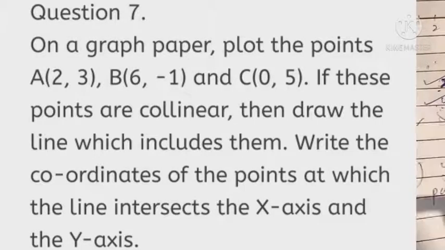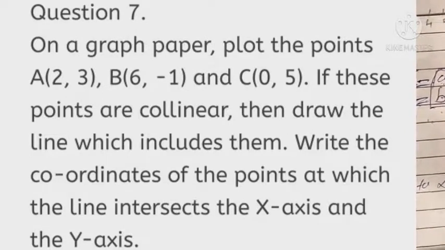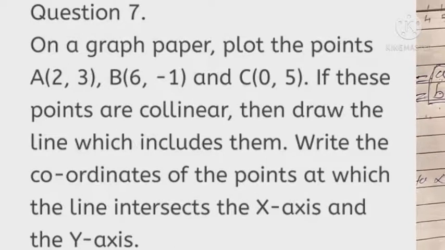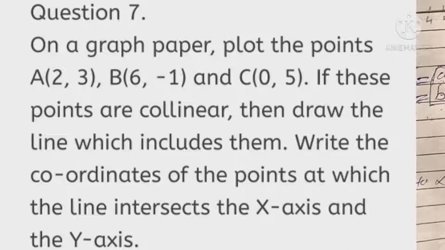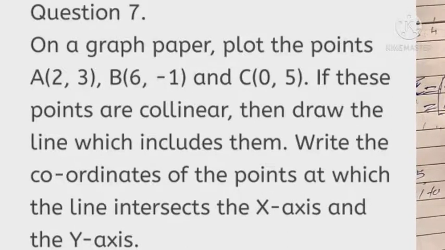Question number 7. Plot the points A(2, 3), B(6, minus 1) and C(0, 5) on the graph paper. If these points are collinear, then draw the line which includes them. Write the coordinates of the points at which the line intersects the x-axis and y-axis. In this question, we have to plot these 3 points A, B, C. Then keep the scale on these 3 points. If these 3 points lie on the same line, then draw the line. This shows that these points are collinear.